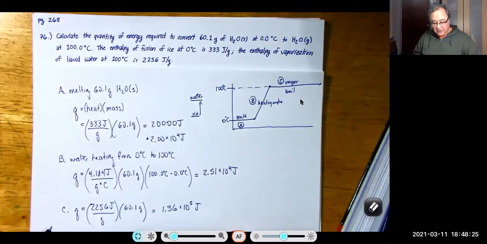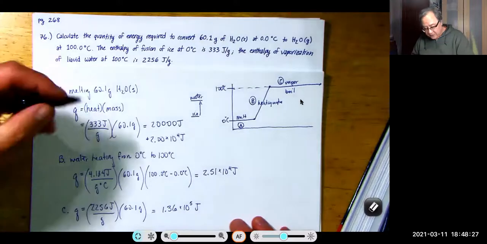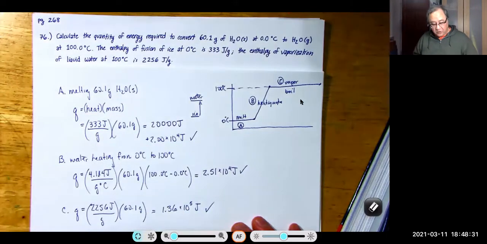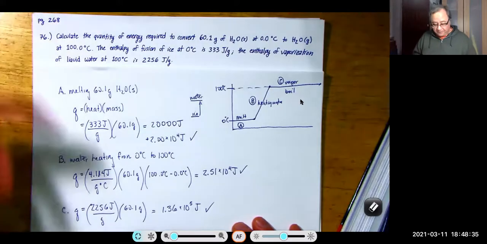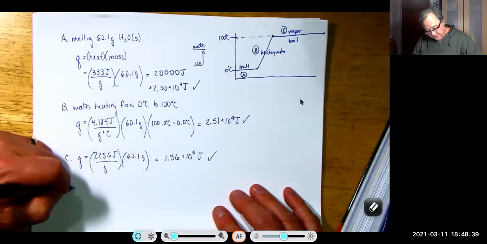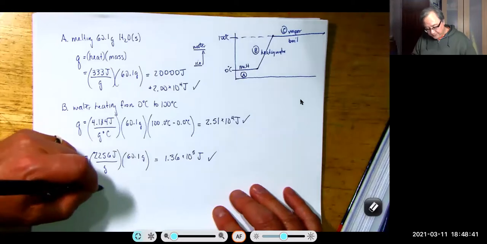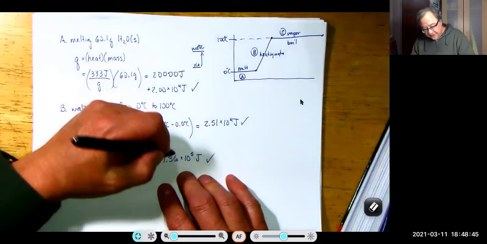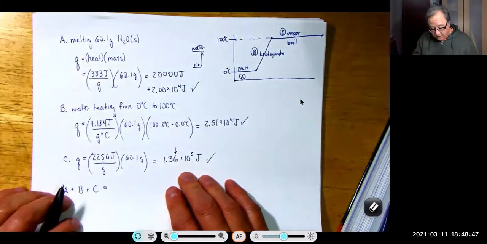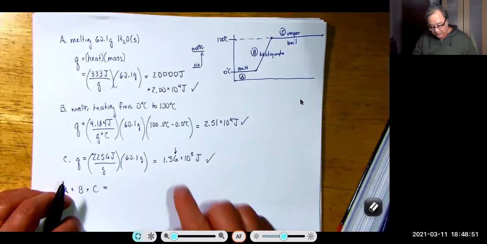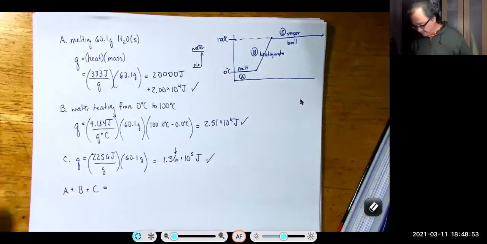Okay, so we have to add these three values together to get our total amount of energy, because they don't want the energy for each of these, they want the total. So when we add A plus B plus C, the 6 here is the least precise place out of all of these compared to the 1 or that 0. So we're going to round to there. Let's see what we get.